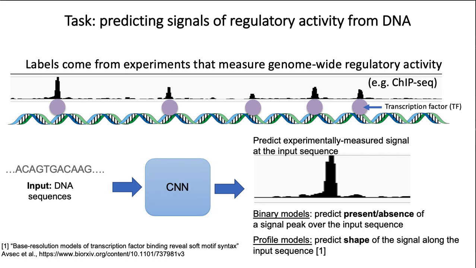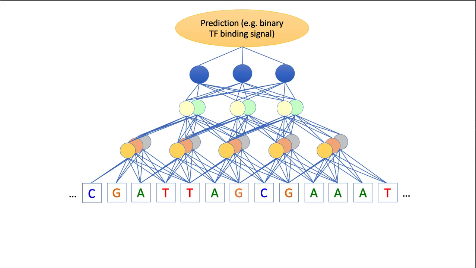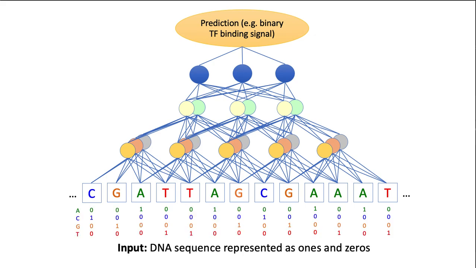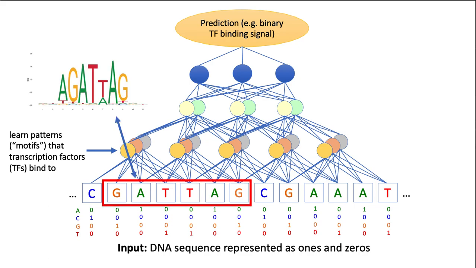Our models will be convolutional neural networks, or CNNs, which tend to give state-of-the-art results at these types of prediction tasks. Here's a depiction of a CNN architecture. The input to the model is the DNA sequence represented as ones and zeros, and the layers in the CNN learn patterns called motifs that transcription factors like to bind to. For example, the sequence shown here contains a match to the GATA motif.